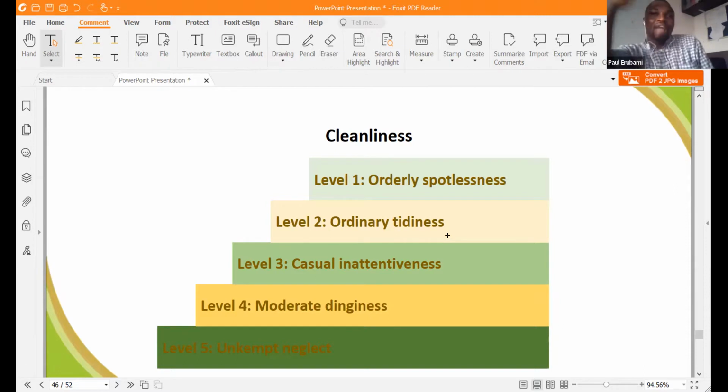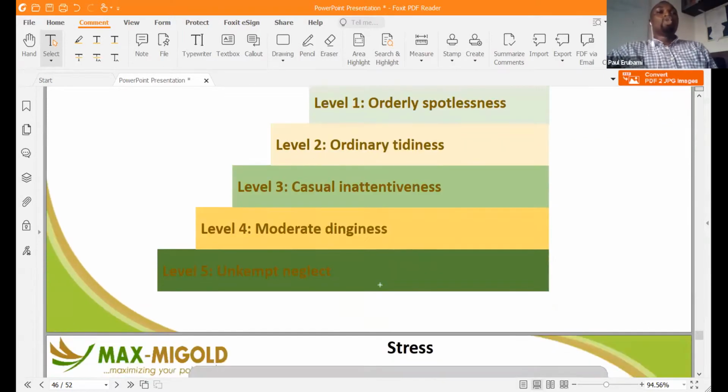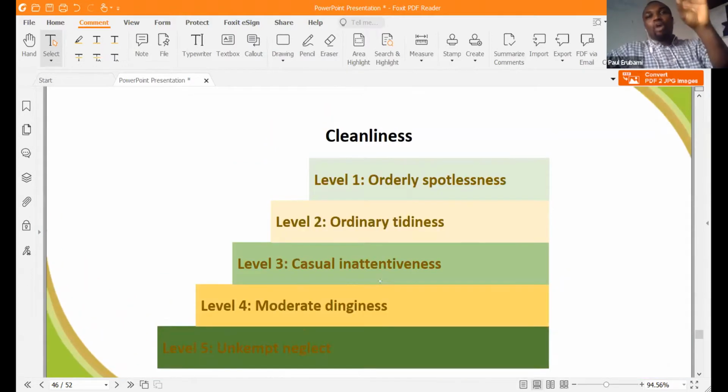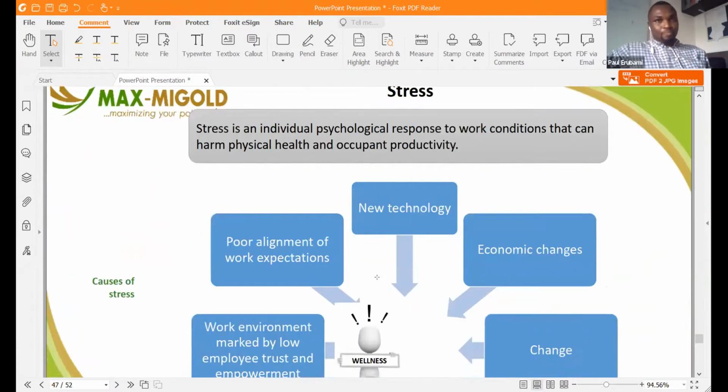There are about 5 levels of cleanliness that you can ascribe to your space. We have level 1, which is orderliness and spotless. It is not enough for you to tell cleaners to go and clean the space. You should be able to explain to them the level of cleanliness you are expecting, at what level you expect a space to be clean.